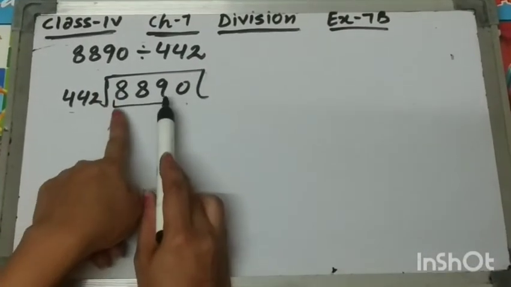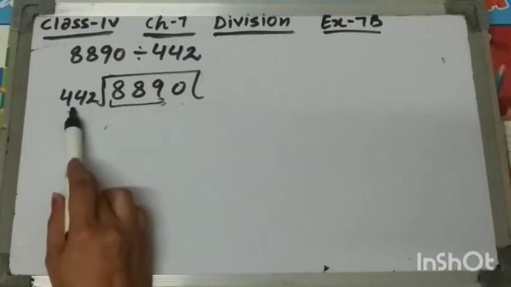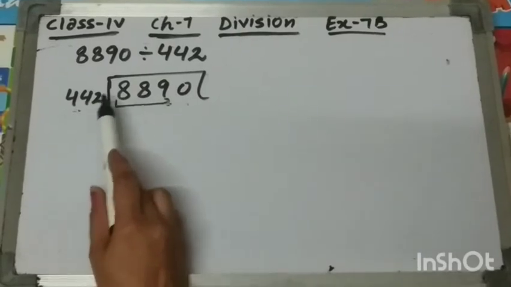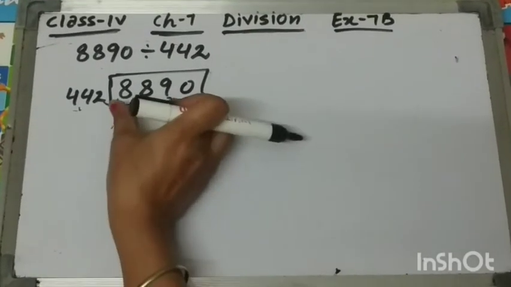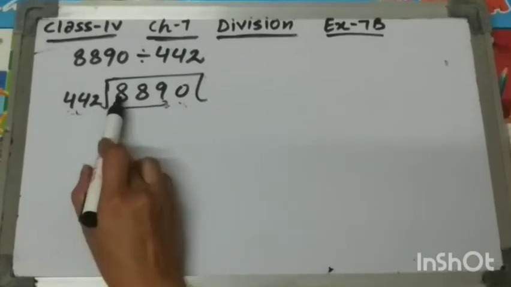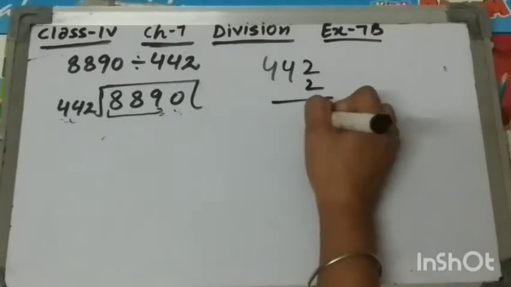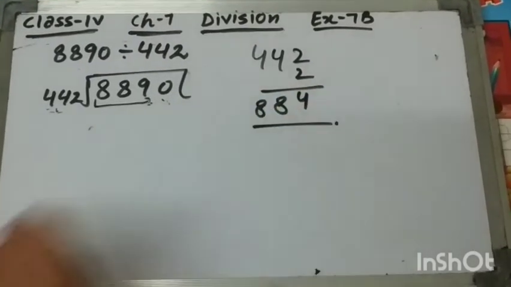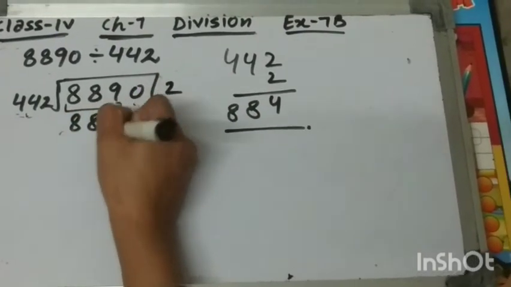And if these 3 digits are equal to or greater than the divisor, then it's okay. And if it is less than our divisor, then we check the 4 digits. So we will check 3 digits in this question. So 442, here is 4 and here is 8. So let's check at 2. 442 2s are: 2 2s are 4, 4 2s are 8, 4 2s are 8. Okay, so 442 2s are 884.